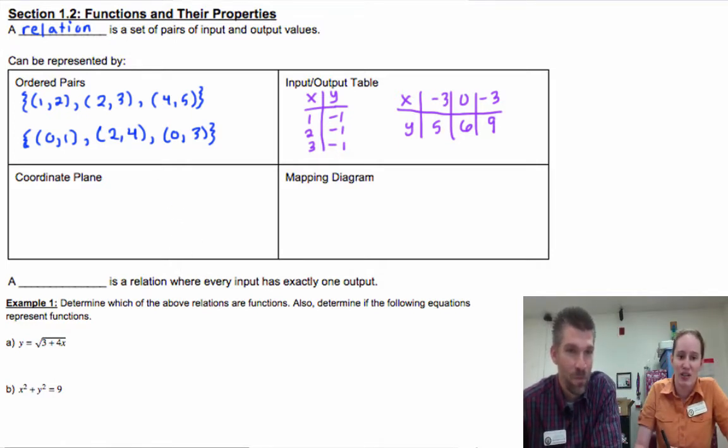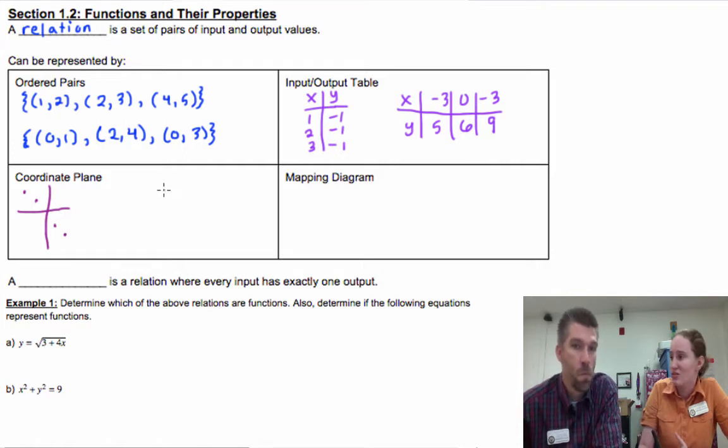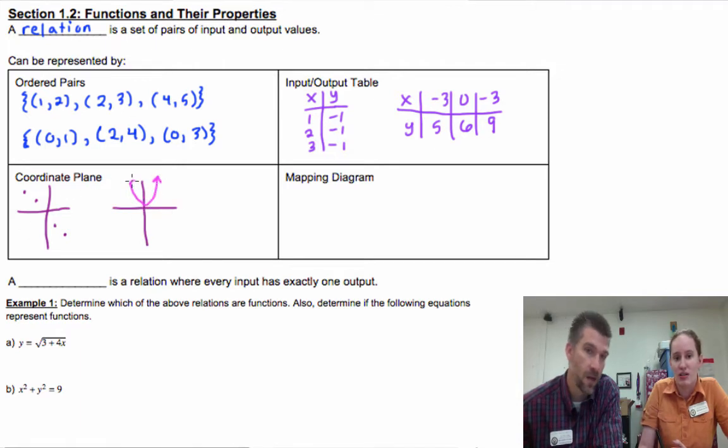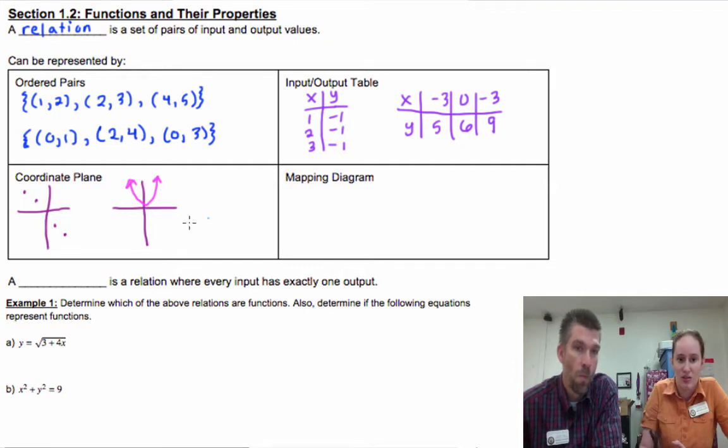Okay, a coordinate plane. It could be just an X and a Y, and then you could have some random points. Those random points are kind of linear. Or you could have a graph, and maybe your graph looks like these. Hey, that looks like a quadratic. That's totally what I was going for.